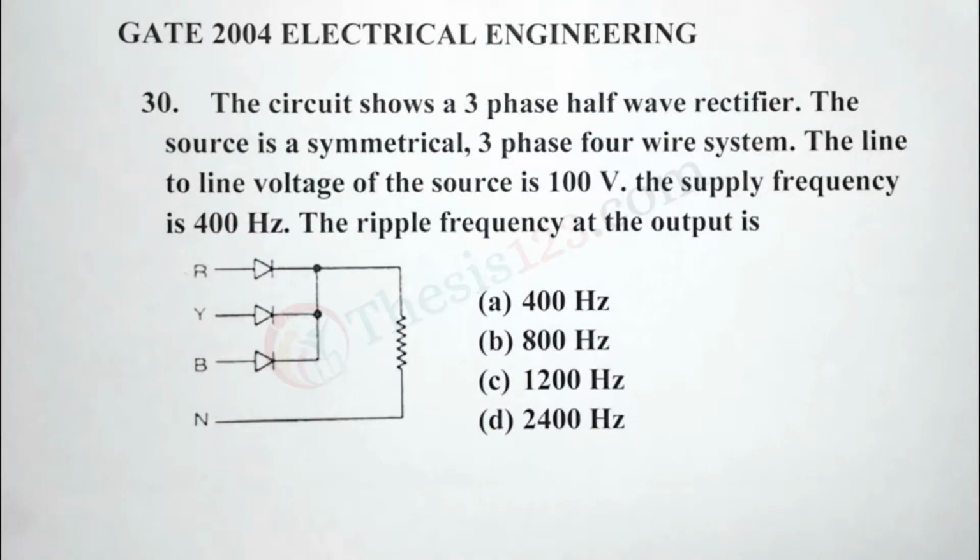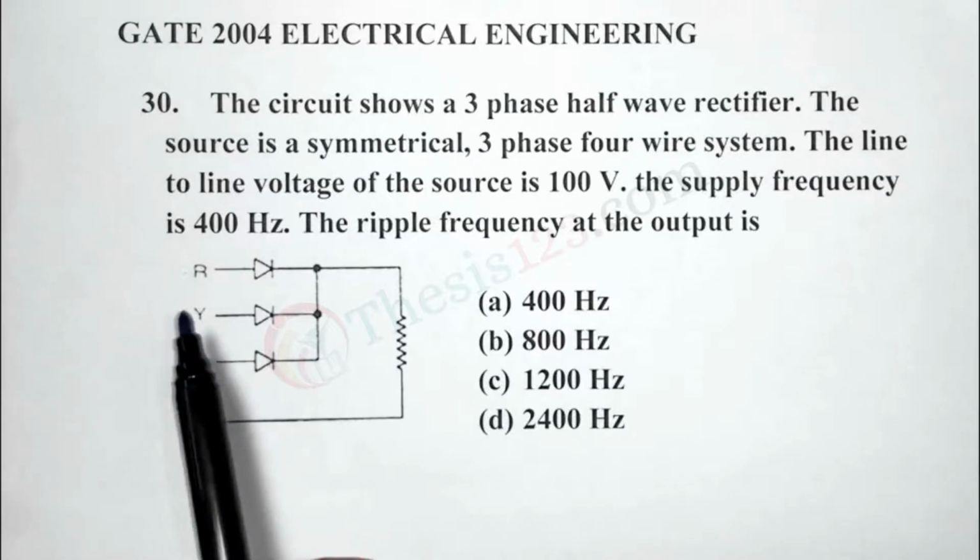Here's the next question, number 30. The circuit shows a 3-phase half-wave rectifier. The source is a symmetrical 3-phase 4-wire system. The line-to-line voltage of the source is 100 volts. The supply frequency is 400 Hz. The ripple frequency at the output is.